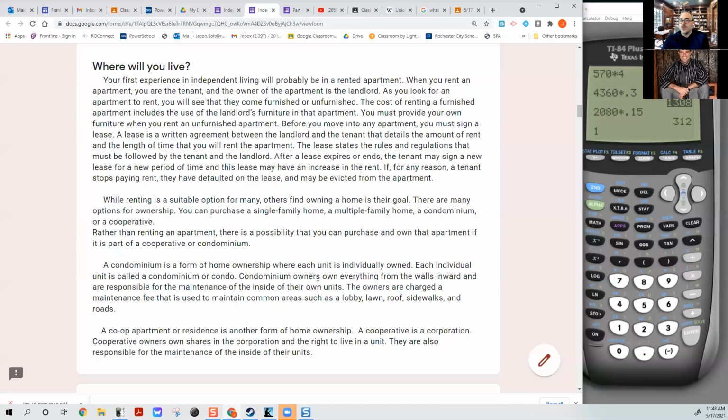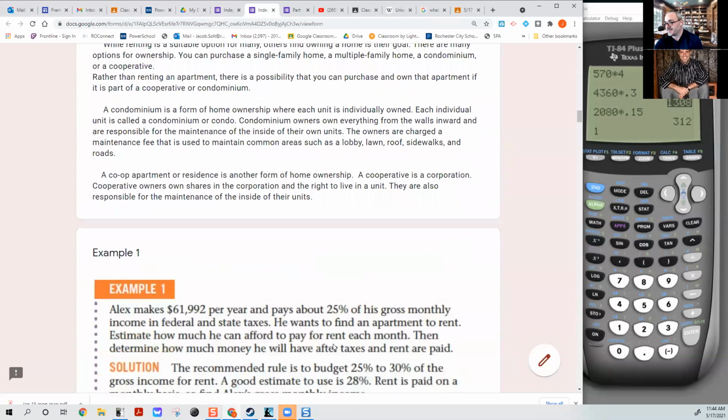Condominium owners own everything from the walls inward and are responsible for the maintenance of the inside of their own units. The owners are charged a maintenance fee that is used to maintain common areas such as a lobby, lawn, roof, sidewalks, and roads. A co-op or cooperative is an apartment or residence that is another form of home ownership. A cooperative is a corporation. Cooperative owners own shares in the corporation and the right to live in a unit. They are also responsible for the maintenance of the inside of their units.